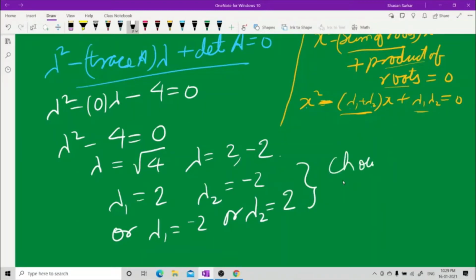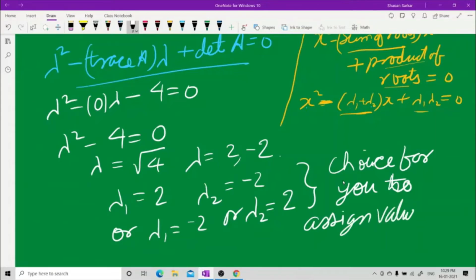How you want to choose lambda 1, what value, is a choice for you, to assign values to lambda 1 and lambda 2 in this case. This was a 2 cross 2 matrix. Therefore, you got two roots.